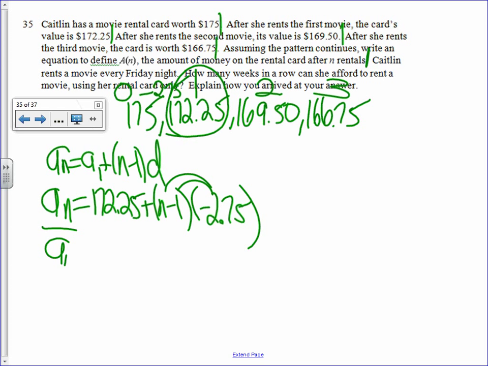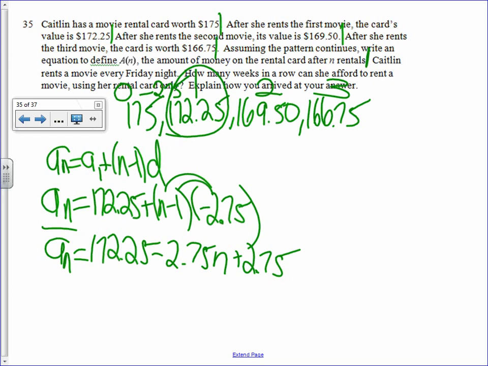A sub n equals 172.25 minus 2.75n plus 2.75. Combine like terms: negative 2.75n plus 175. This is my equation.